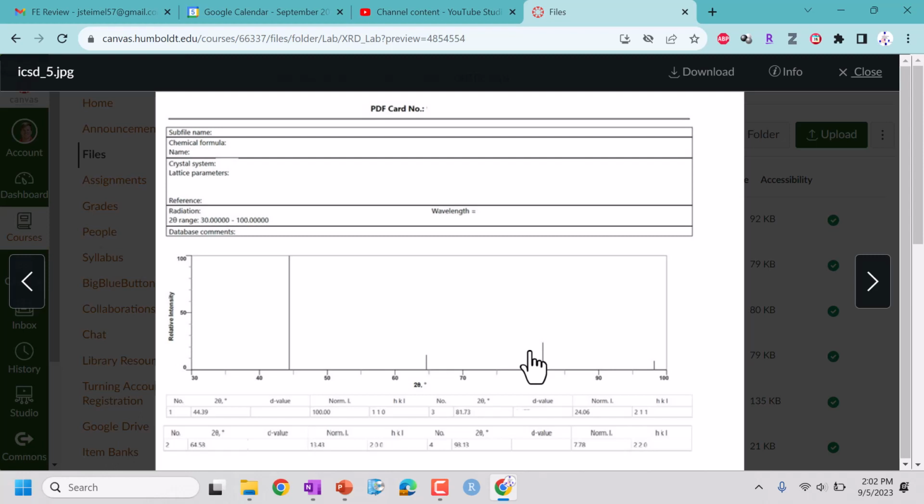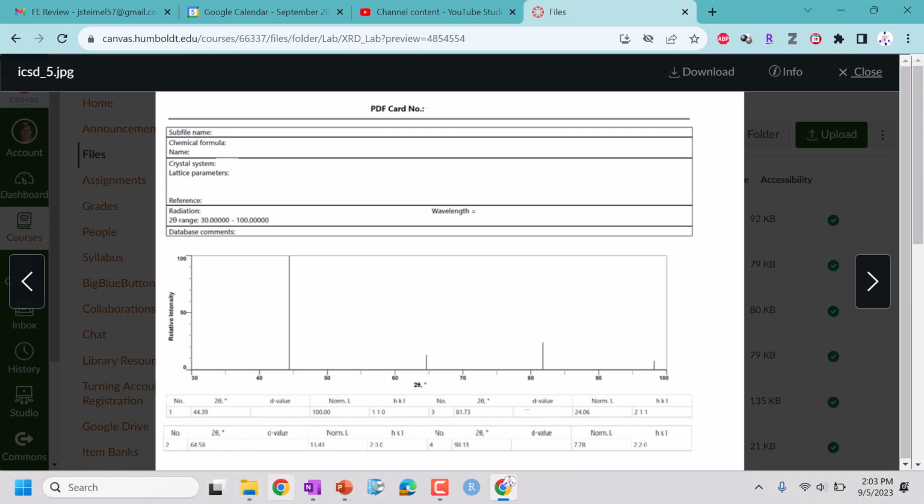Now, after we do that, we have to figure out, one, what is the structure of this particular card and the material that we're working with. Well, we see they're very sharp peaks, so these are for sure metals. But is it BCC, is it FCC, is it NaCl, is it CsCl, or is it diamond?